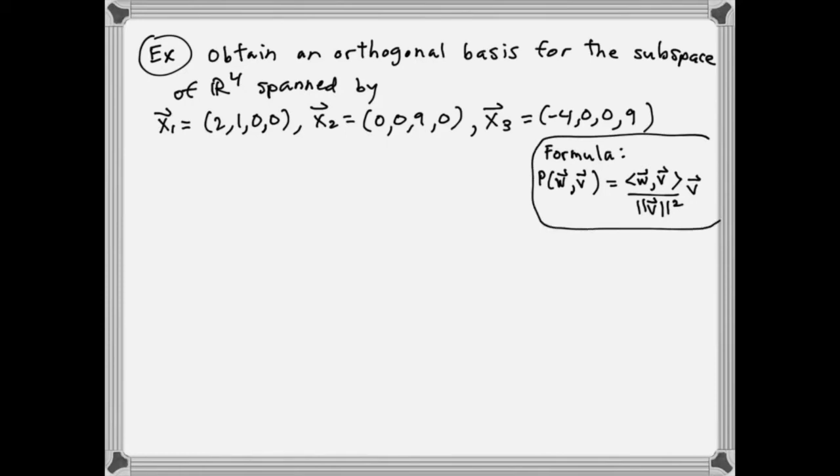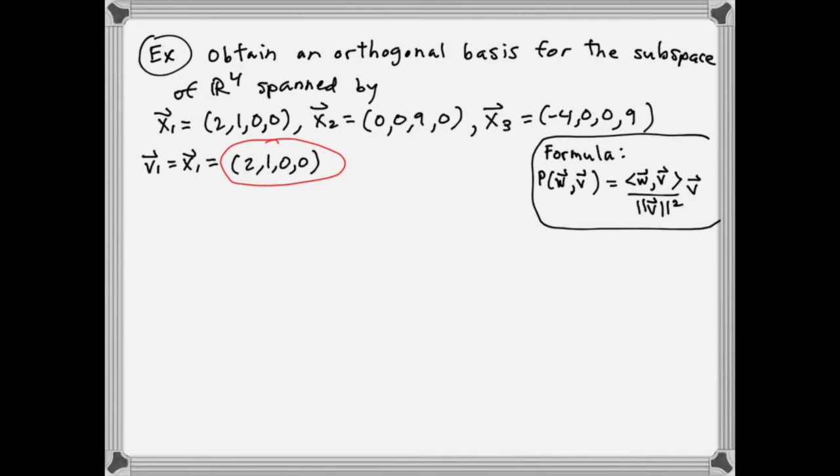So let's start by creating a V1. What is V1 equal to? V1 is just x1, which is going to equal vector (2, 1, 0, 0). So nothing to it, nothing to that one, right? But let me go ahead and box this guy. This is one of our vectors that we're looking for.